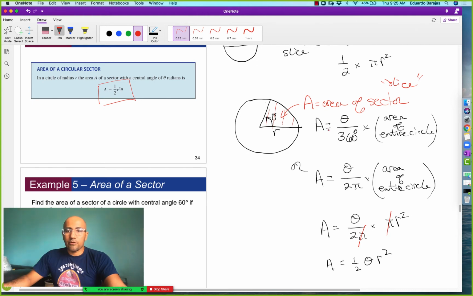If theta is in degrees, then this is the formula. And it's not that bad, really. It's not terrible, but this is usually the way we work with it. Does that make sense? Any questions?